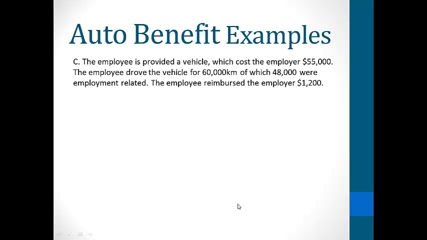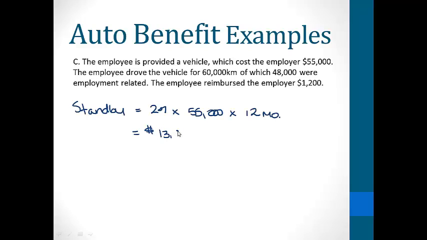In this example, you'll notice a couple different things. One of which is we're no longer told the number of months the employee has the vehicle for. Now, if we're not told, we're going to assume for that standby that we're still going to take 2% times the cost of this car of $55,000 times 12. Right? There are 12 months in the year, and if we're not told that the employee has the car for the whole year, we're going to assume that they did.